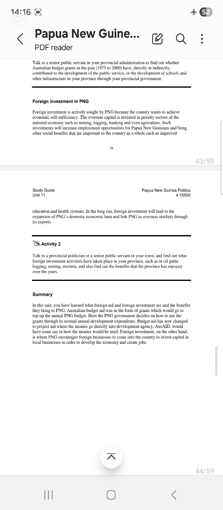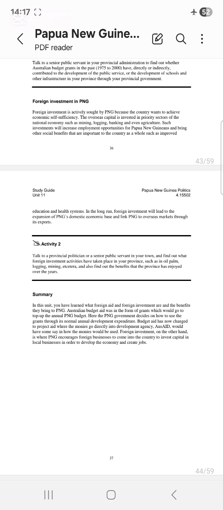So what is foreign investment? And that is found in paragraph 1, 2, 3, 4, paragraph 5, under the title Foreign Investment. So foreign investment is, and I'll read, foreign investment is actively sought by PNG because the country wants to achieve economic self-sufficiency.